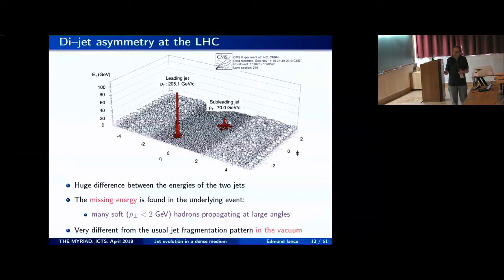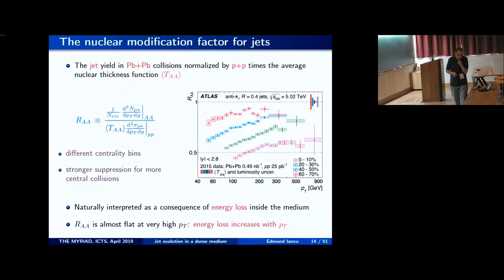That was a mystery, and that was especially a mystery because it was very different from the usual fragmentation pattern for a jet in the vacuum. And I wanted to tell you that by now we believe we understand that, and to give you the theory for that. But before I go to the theory, I also show a few more data, which are more recent data.